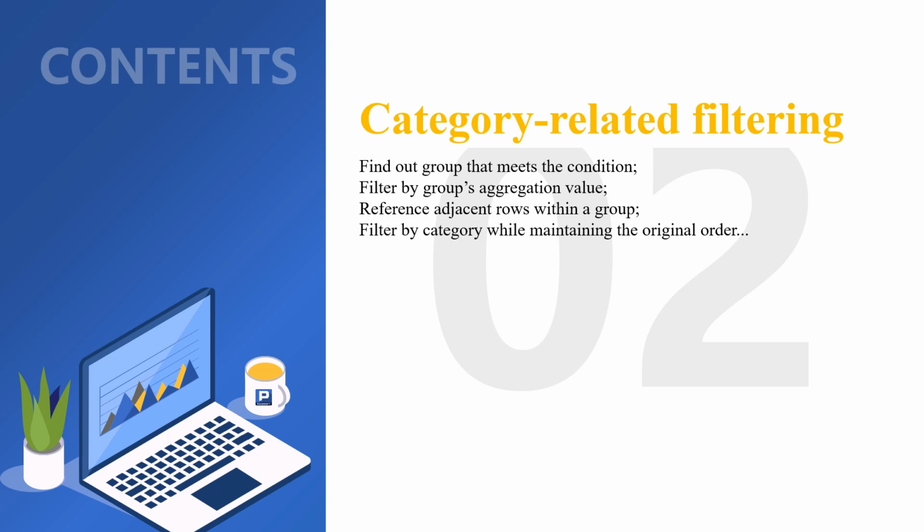Category-related filtering. Filtering by category generally refers to grouping data by a column value first, and then filtering by a certain condition. We will explain several situations of this kind of filtering task separately.